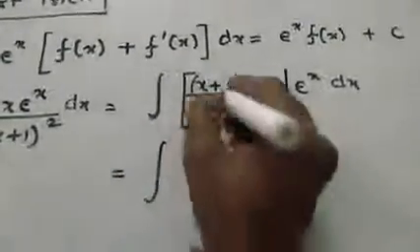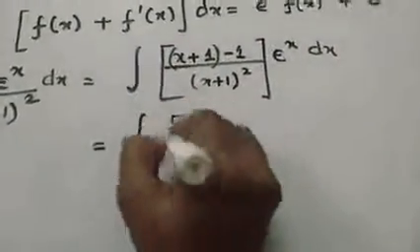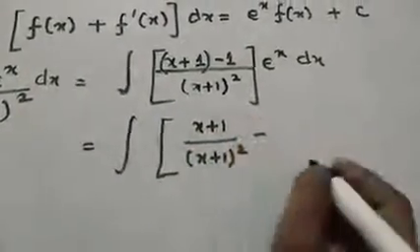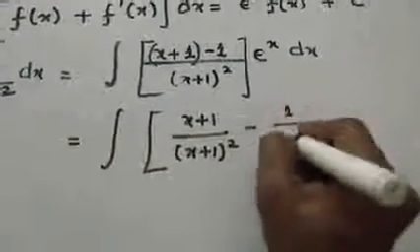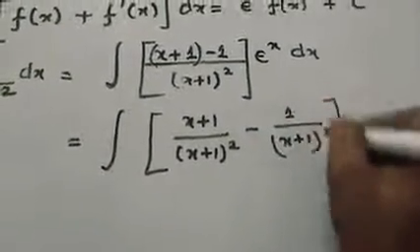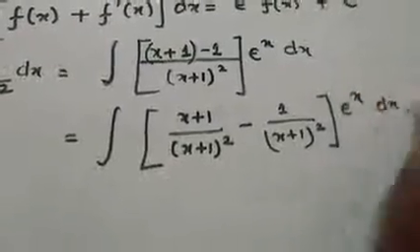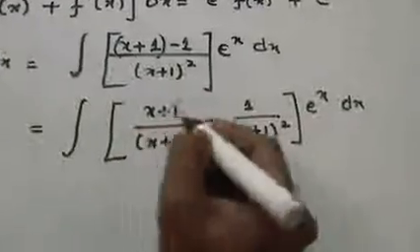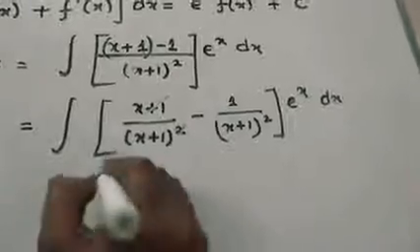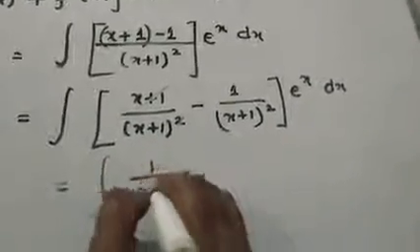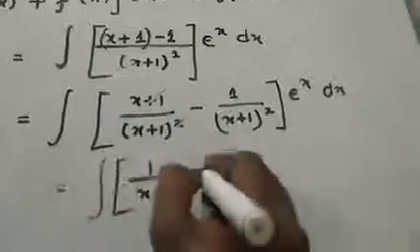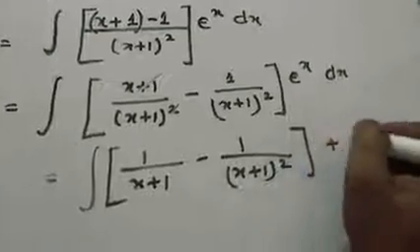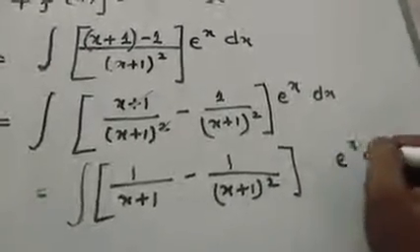Separating means dividing each term by (x+1) whole square. That is, first term (x+1) divided by (x+1) whole square, minus 1 divided by (x+1) whole square, and out of the bracket, e to the power x. Now (x+1) divided by (x+1) whole square, one term will cancel. So we get 1 by (x+1) minus 1 by (x+1) whole square, e to the power x dx.